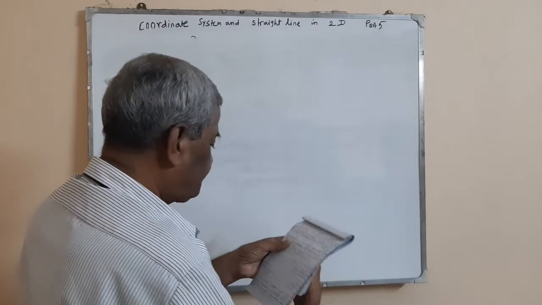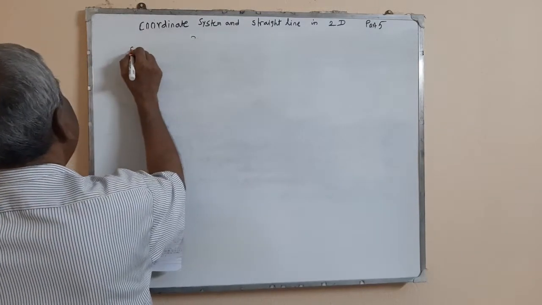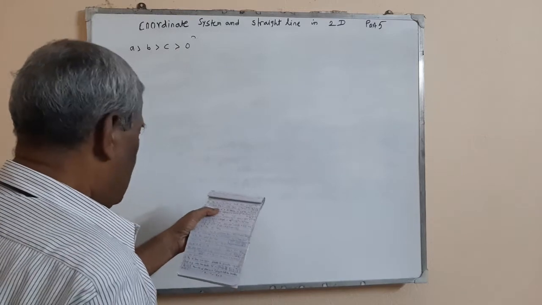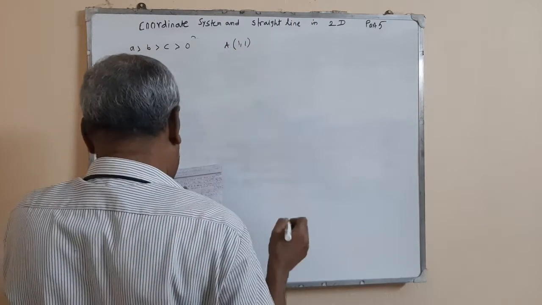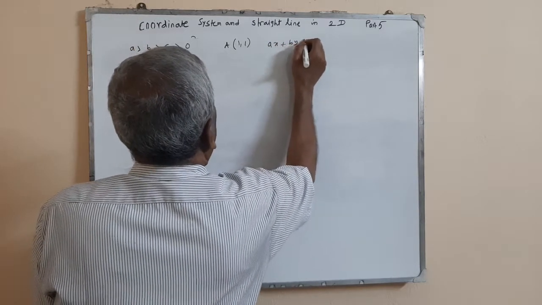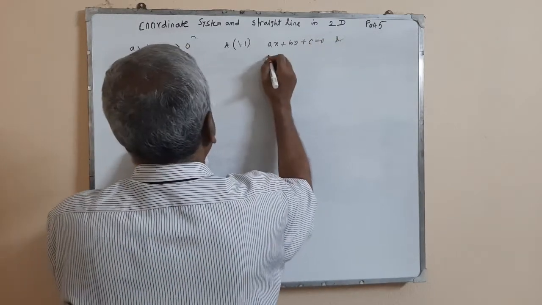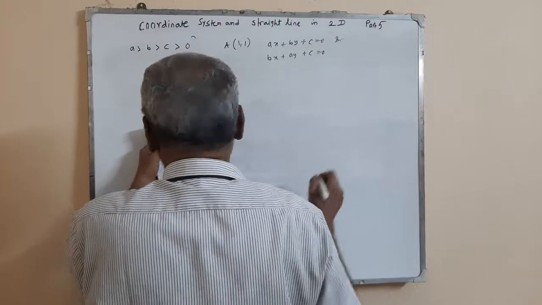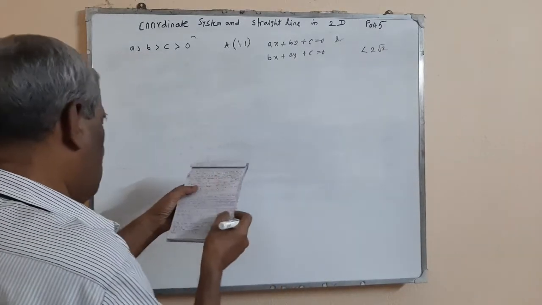Next problem. If A greater than B greater than C greater than 0, the distance between A(1, 1) and the point of intersection of AX plus BY plus C is equal to 0 and BX plus AY plus C is equal to 0 is less than 2 root 2. Then which one is true?